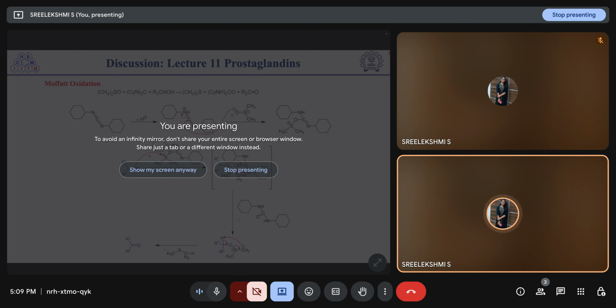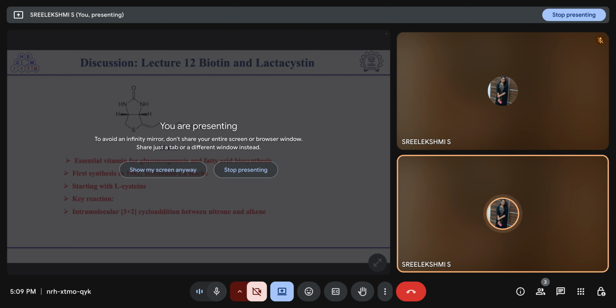Okay, now moving to the lecture 12 contents, which was about the total synthesis of biotin and lactacystin. There we have seen the application of intramolecular nitrone olefin cycloaddition reaction in the total synthesis of biotin, and application of stereoselective aldol reaction in the total synthesis of lactacystin by Baldwin, and aldol coupling reaction in the total synthesis by Corey.